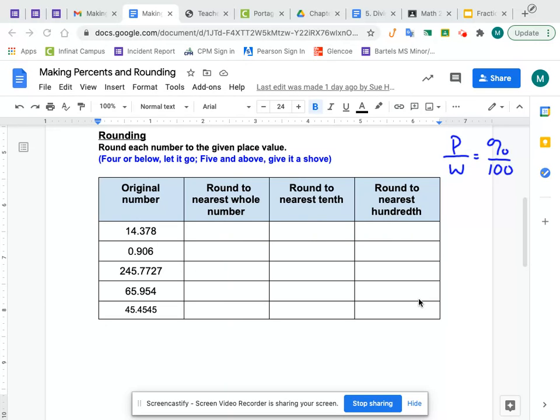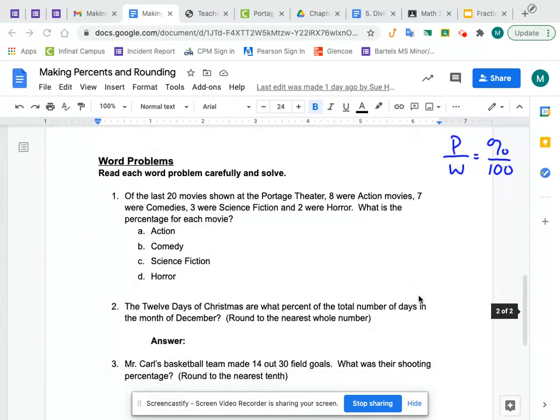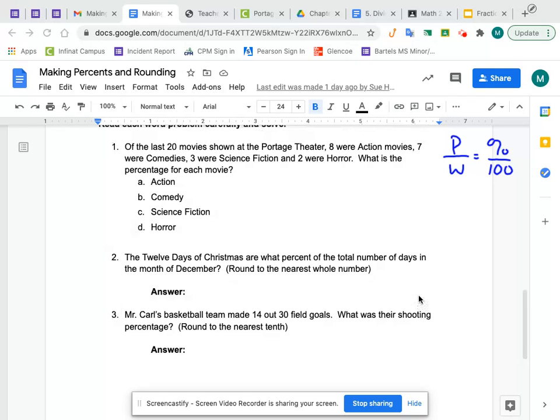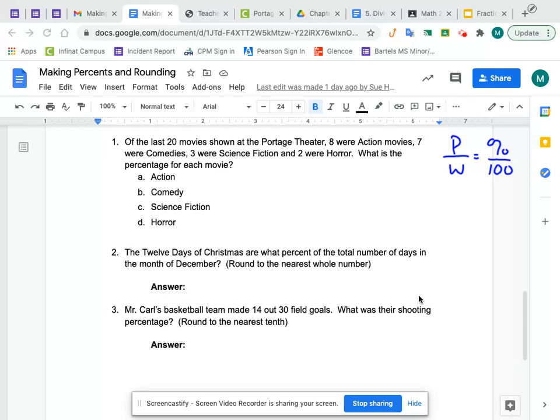Then, if I move on to the very last question, or last section, of the last 20 movies shown at the Portage Theater, 8 were action movies, 7 were comedies, 3 were science fiction, 2 were horror. What is the percentage of each movie? So 20, you need to think, is that my part or my whole? And well, if these were the movies shown, that's going to be my whole. 8 were action. I will do the first one for you to help you see how you should set it up, and then the rest of them will be on your own.